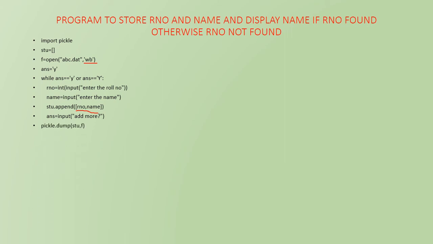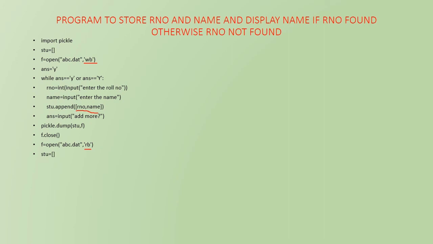Now we are creating the file by using the dump function, that is pickle.dump. Stu is the object name and f is the file object. Stu is the list which I have created using the roll number and name, and f is the file which I have opened as the file object. Now we can close the write mode. Now we can open it for the read mode. F equal to open, the same thing, with RB, the file access mode.